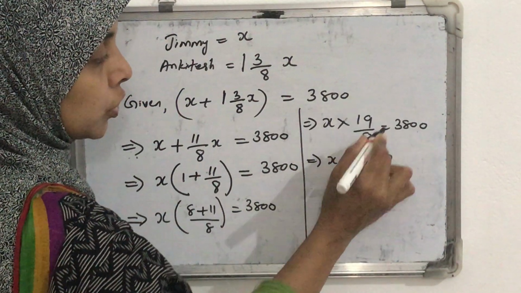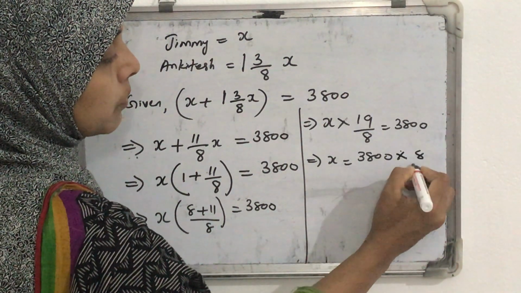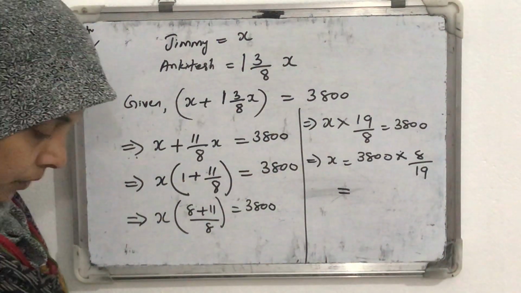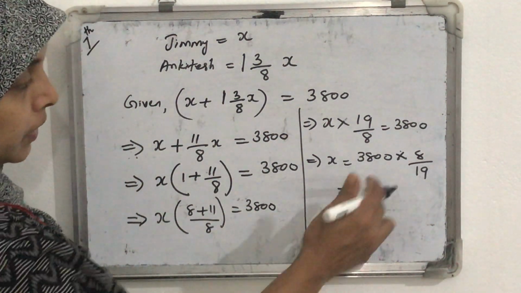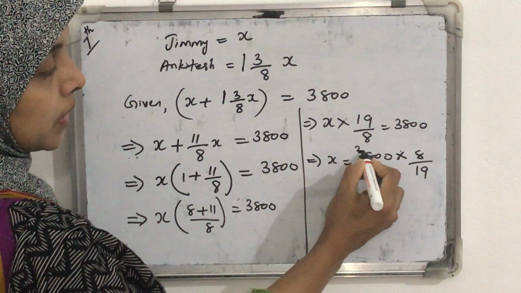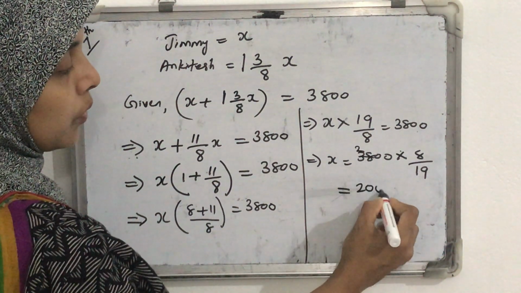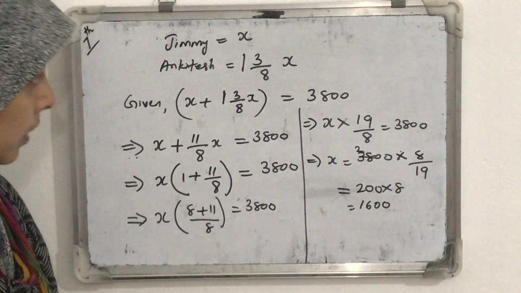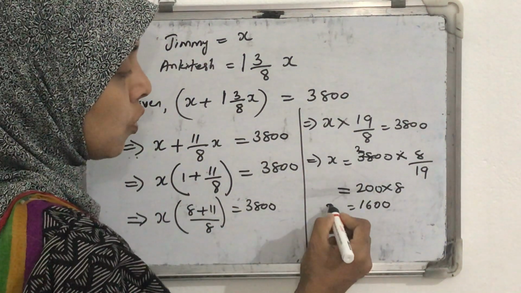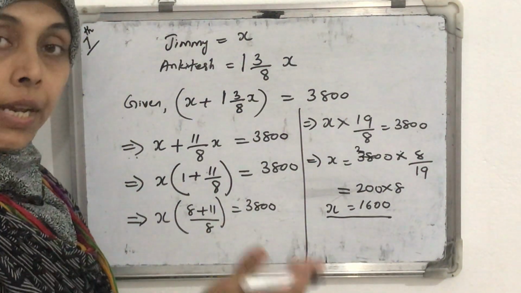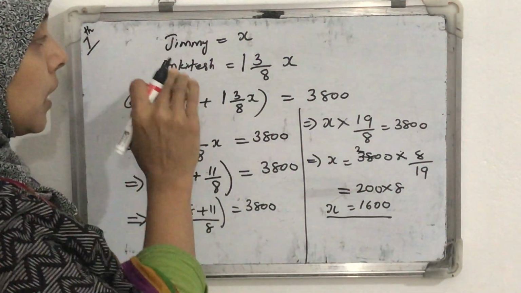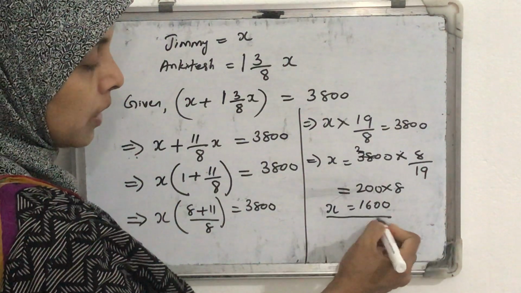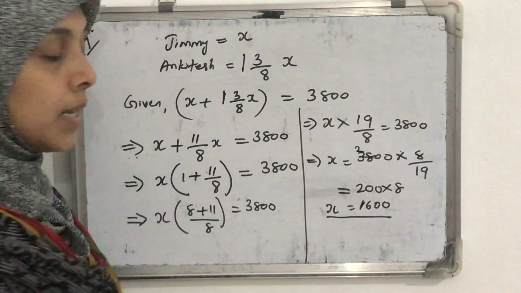3800. Then transpose this 19 by 8 to the other side, it will be 8 by 19. By this simplification, 19 into 200 is 3800, so 200 into 8 is 1600. This is the value of X we got, 1600. The ticket sold by Jimmy we take as X. So Jimmy sold for 1600 rupees.